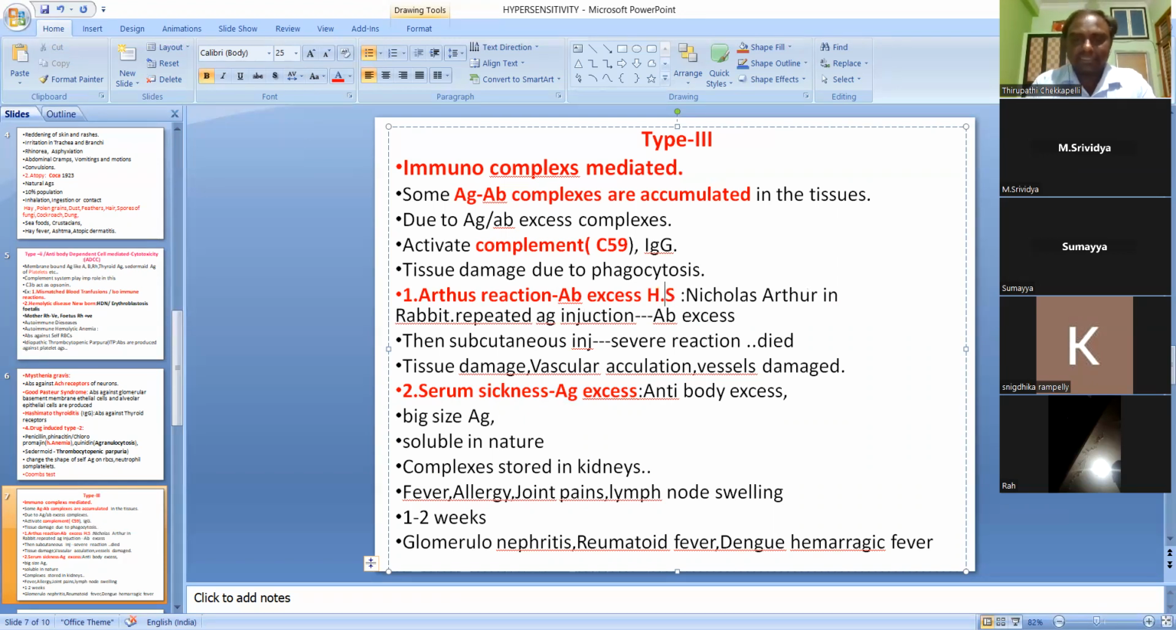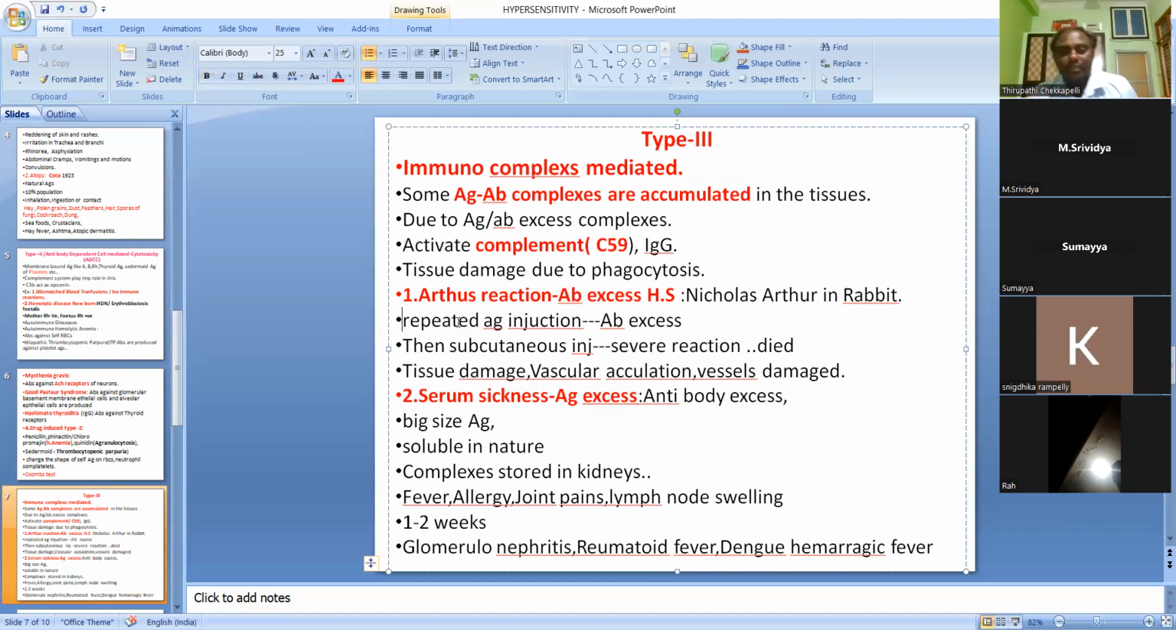Antibody excess, what does it mean? In Arthus reaction, the number of antibodies is much higher than the number of antigens. It was identified by Nicolas Arthus. He conducted some experiments on rabbits. He repeatedly gave the antigen injection to the rabbit. But when compared with the number of antigens, more antibodies are produced. So that is called antibody excess.